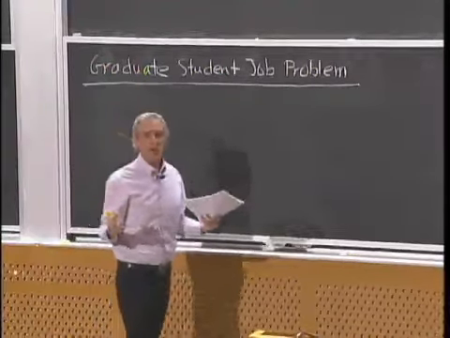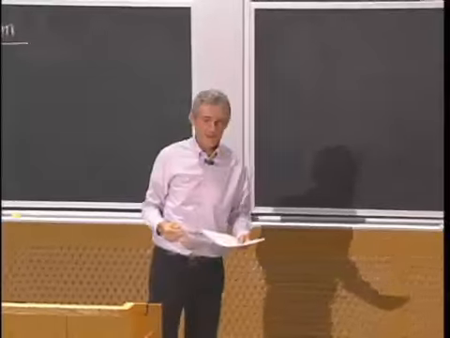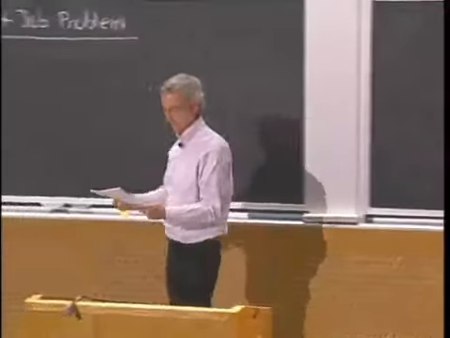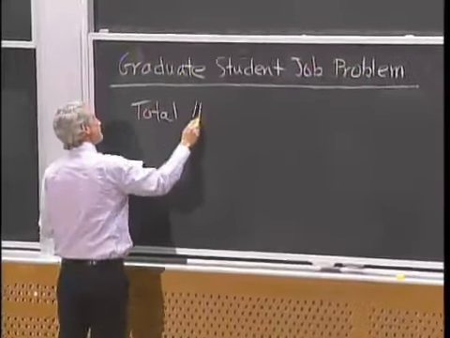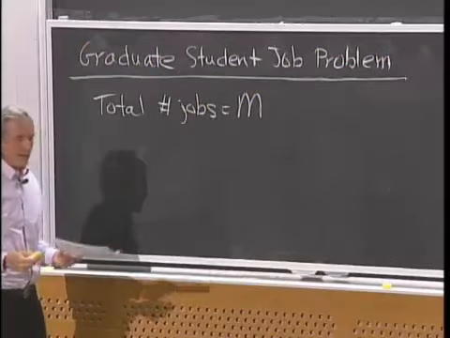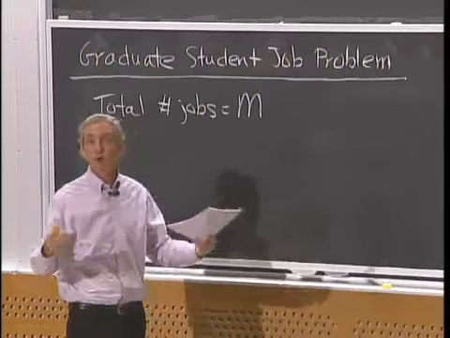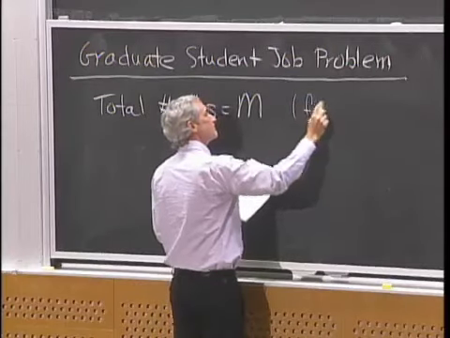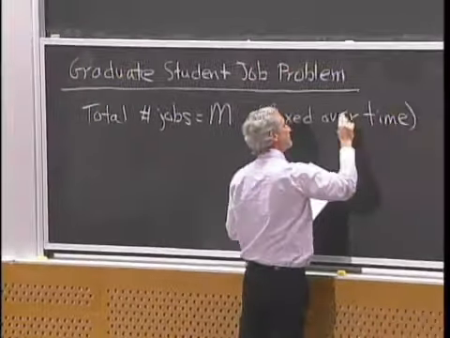And the idea in this problem is that there's some discipline, say computer science, and if you look at all the universities of the world, there's M faculty lines. So the total number of jobs is M. And that's a fixed value. Because of budgetary constraints, universities aren't growing, and so they're not going to create more computer science faculty positions. It's going to stay fixed over time. So it's a constant.